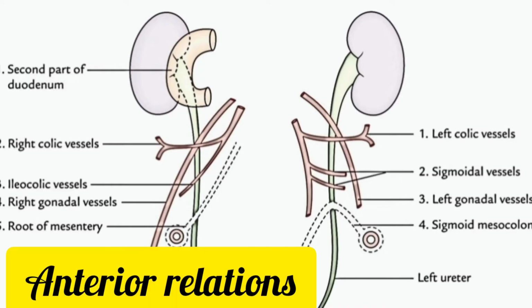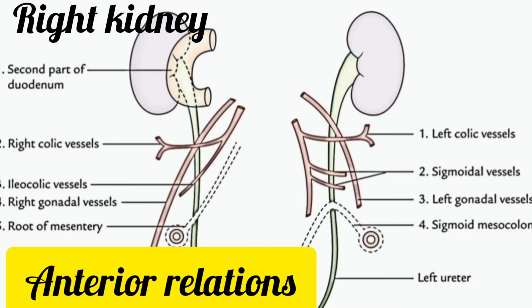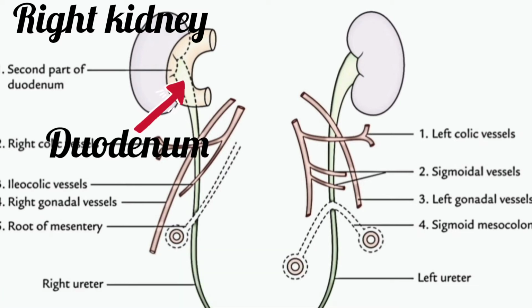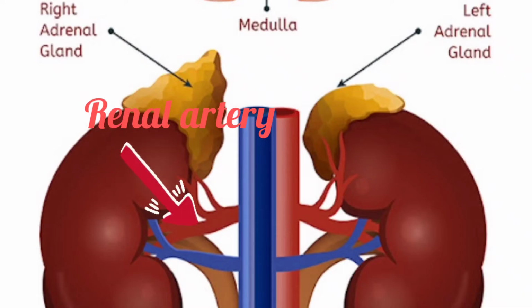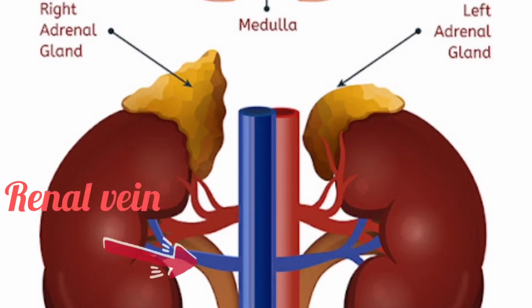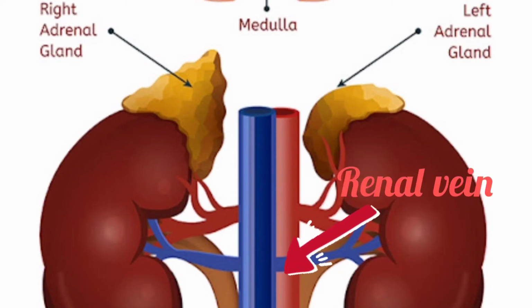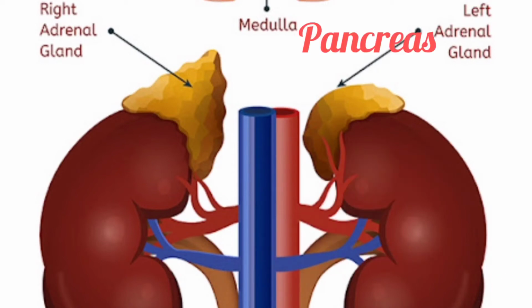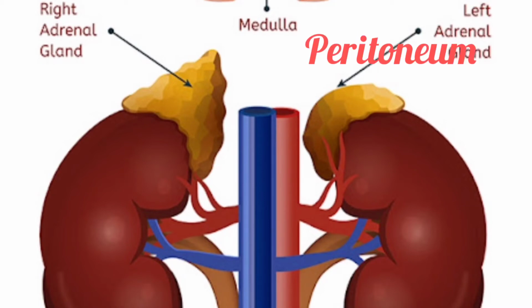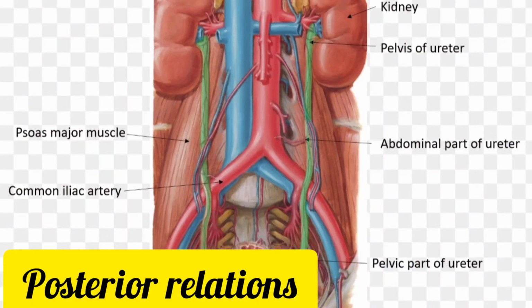Now we will look into the relations of the ureter. Just outside the kidney, the right ureter is related to the second part of the duodenum and the renal vessels, that is, the renal artery and also the renal vein. The left ureter is related to the left renal artery and the left renal vein, and it is also related to the pancreas and the peritoneum. You cannot see the pancreas and peritoneum in this figure.